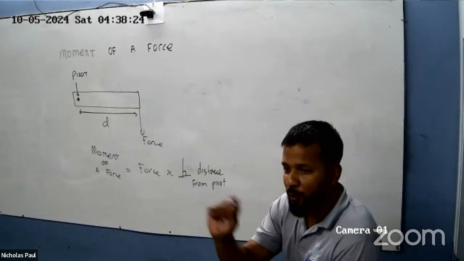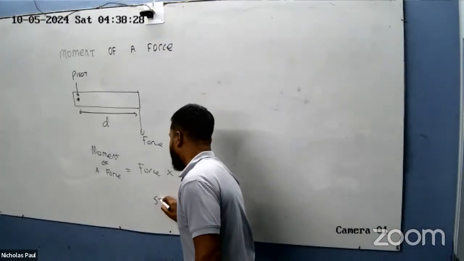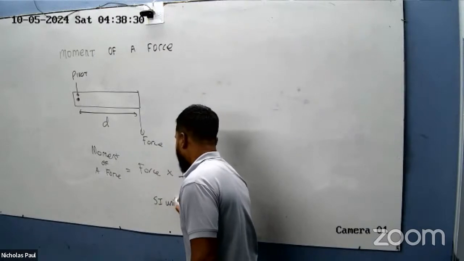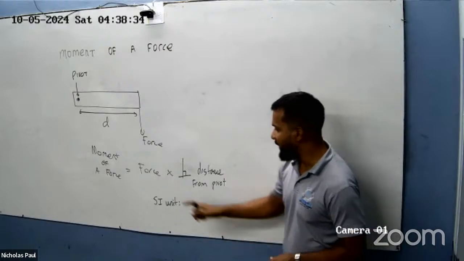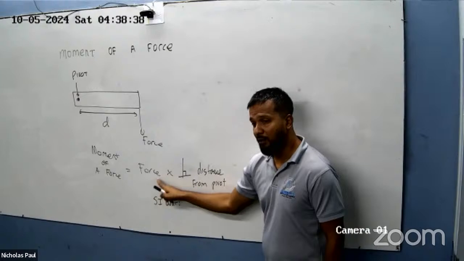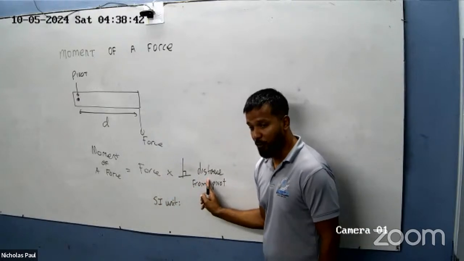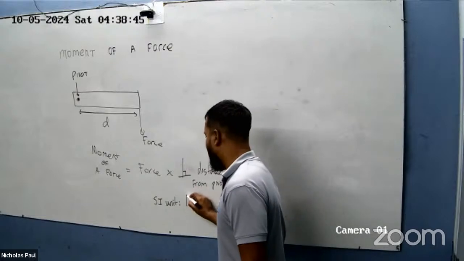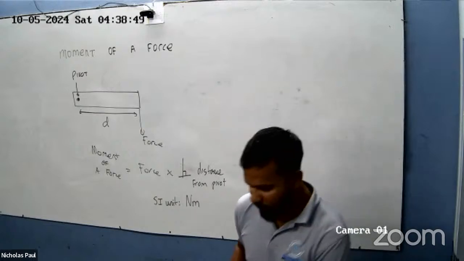Right, underline the word perpendicular, right? One thing I left out here is the SI unit. Somebody can help me out? What's the SI unit here? Newton meter. Newton meter. Right? Very good online.